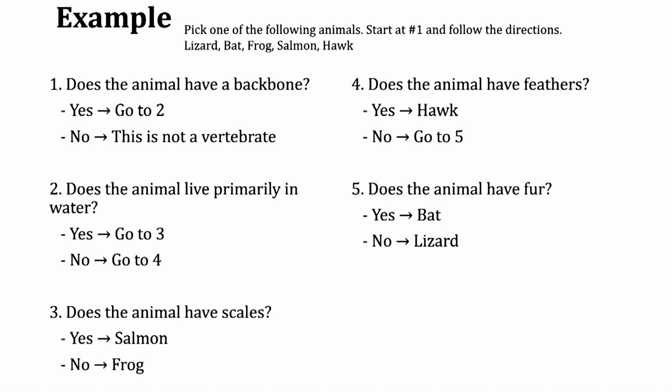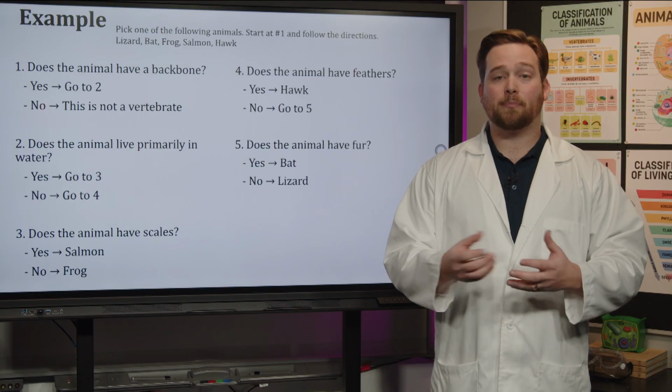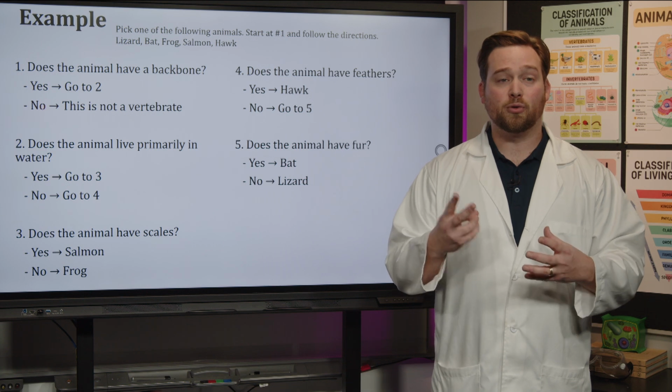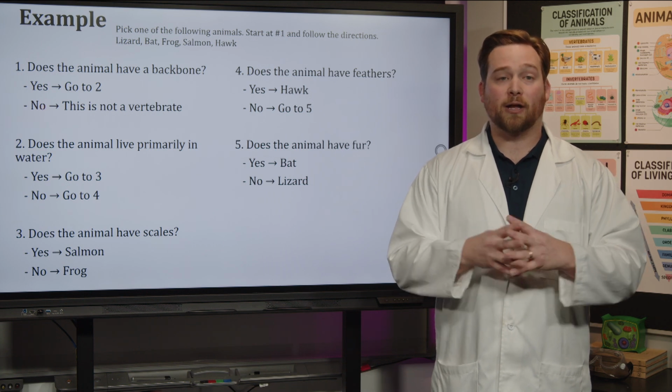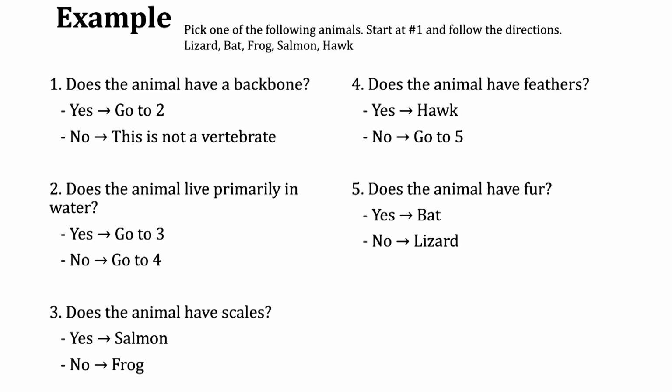Number 1 says, does the animal have a backbone? If we think the animal does have a backbone, you can see that yes tells us to go to 2, and if we don't think it has a backbone, it would say this is not a vertebrate. A lizard does have a backbone, so we'll go to number 2. Number 2 says, does the animal live primarily in water? Yes, we would go to 3, and no, we would go to 4.